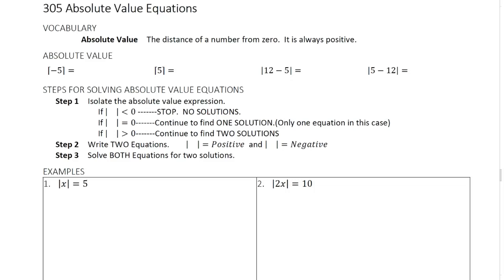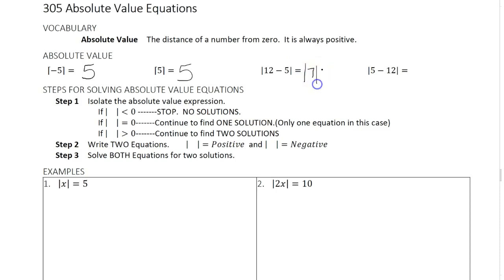Absolute value equations. To solve absolute value equations, you need to remember the meaning of absolute value. It is the distance of a number from zero on the number line. It is always positive. The absolute value of -5 is positive 5. The absolute value of positive 5 is also positive 5.